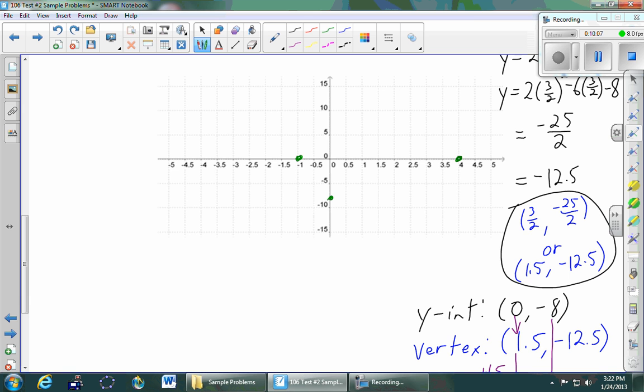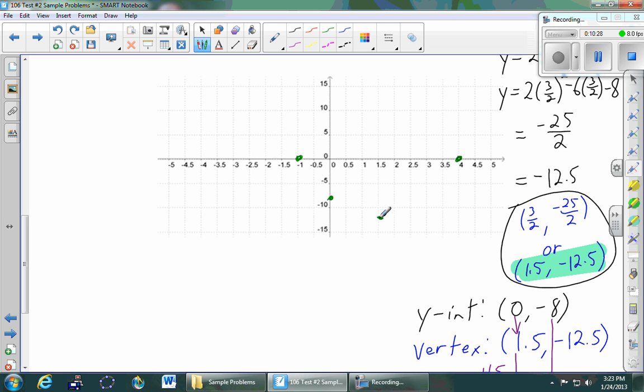Then we'll grab the vertex. The vertex is circled here in black. 1.5, negative 12.5. So we'll go over 1.5 and then down, again estimating. So I think negative 12.5 is right halfway in between the negative 10 and negative 15. So that's the bottom point of our parabola.